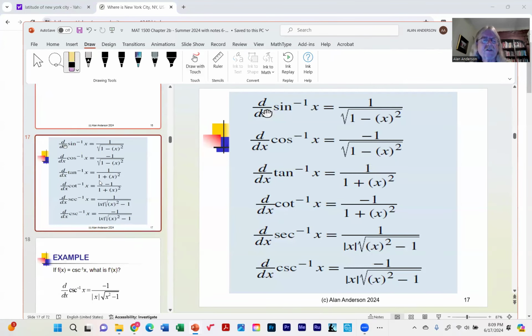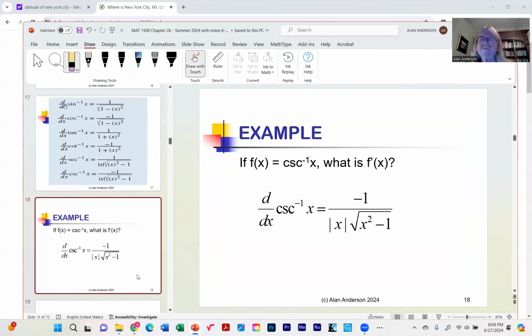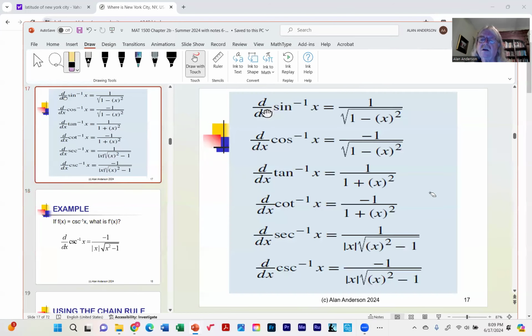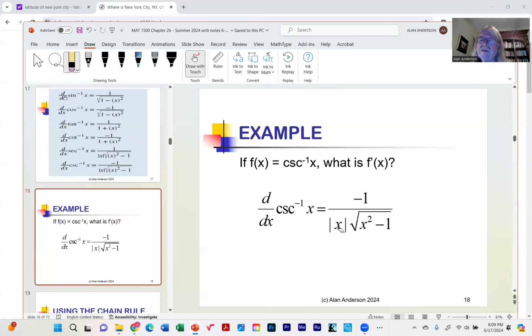So for example, what if we have f of x is the arc cosecant? If you wanted to know the derivative, here it's just a simple matter of looking it up in your table. The arc cosecant is the one on the bottom: negative 1 over the absolute value of x times the square root of x squared minus 1. So for these, you can just look them up.